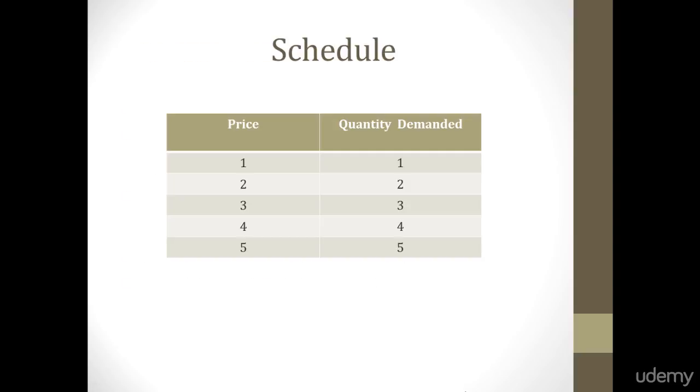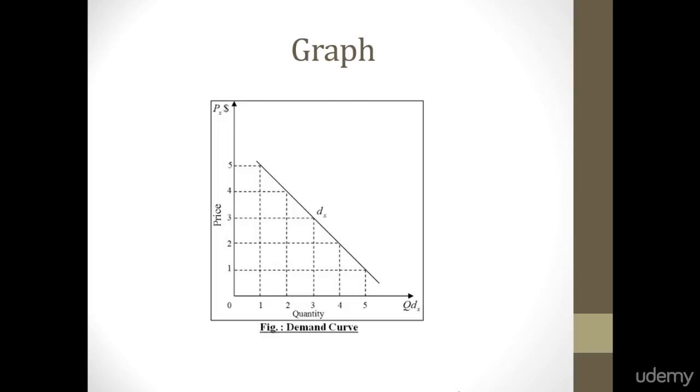Now we discuss by schedule and diagram. Here price and quantity demand is taken. See, x-axis we take on quantity demanded and y-axis we take on price. You can see it. When price is 1, then quantity demanded is 5. When price increases from 1 to 2, then quantity demanded decreases from 5 to 4.